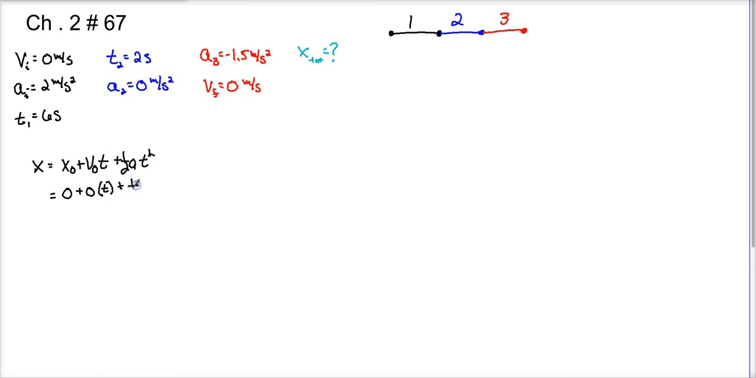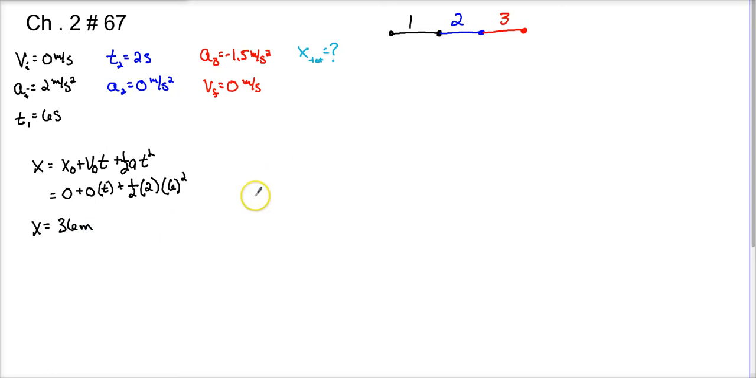Then we have 1/2, and we know that we're going to accelerate at 2 meters per second squared, and we're going to do that for 6 seconds. So that'll be our 6 squared. When we put all of that together, we find that for this 6-second segment, when we're accelerating at 2 meters per second squared, we're going to travel a distance of 36 meters.